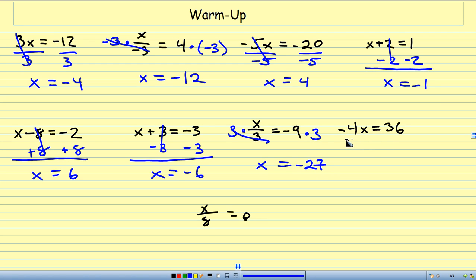Negative 4x equals 36. Divide both sides by negative 4. The negative 4's cancel out. x equals negative 9. And I got x over 8 equals 0. Multiply both sides by 8. The 8's cancel out, and I get x equals 0.